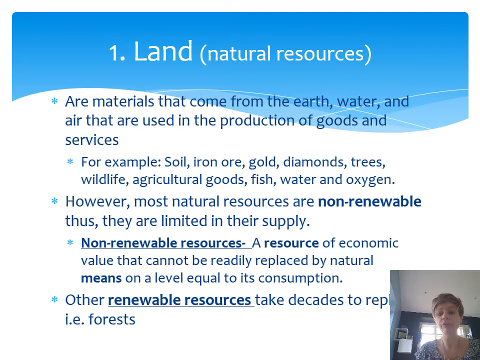So a renewable resource would take decades to replenish. An example of this would be forest. A non-renewable resource is a resource that cannot be readily replaced by natural means at the level of its consumption. So oil that you take out of the ground will not naturally reproduce in the same way as it's taken out of the ground. So it's called a non-renewable resource.